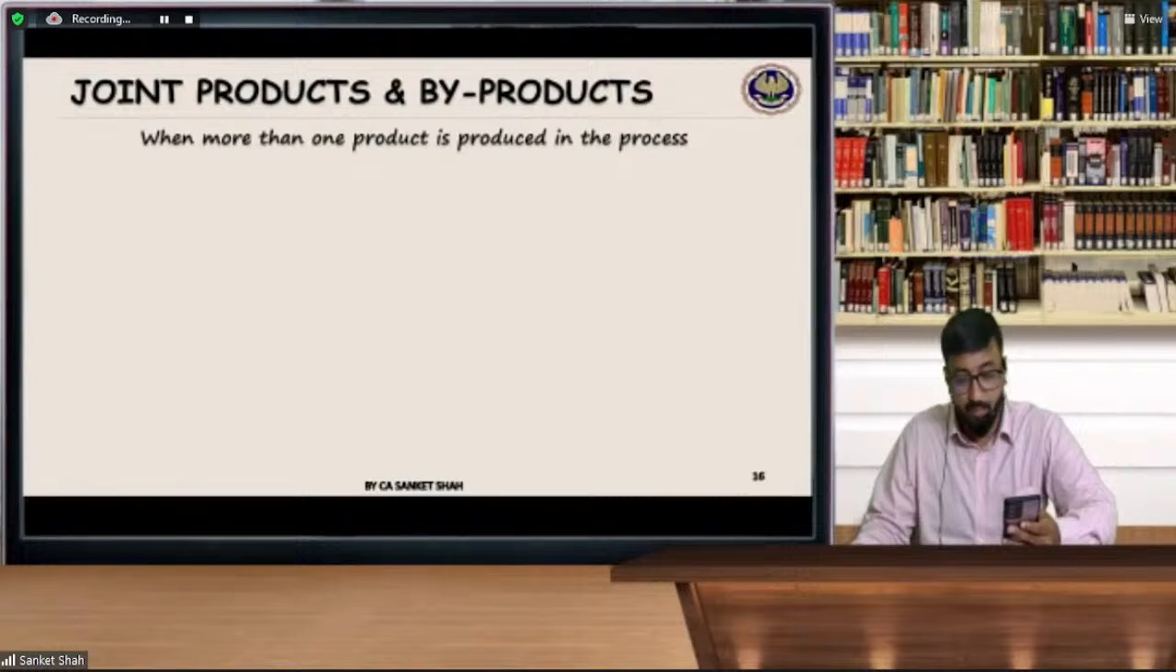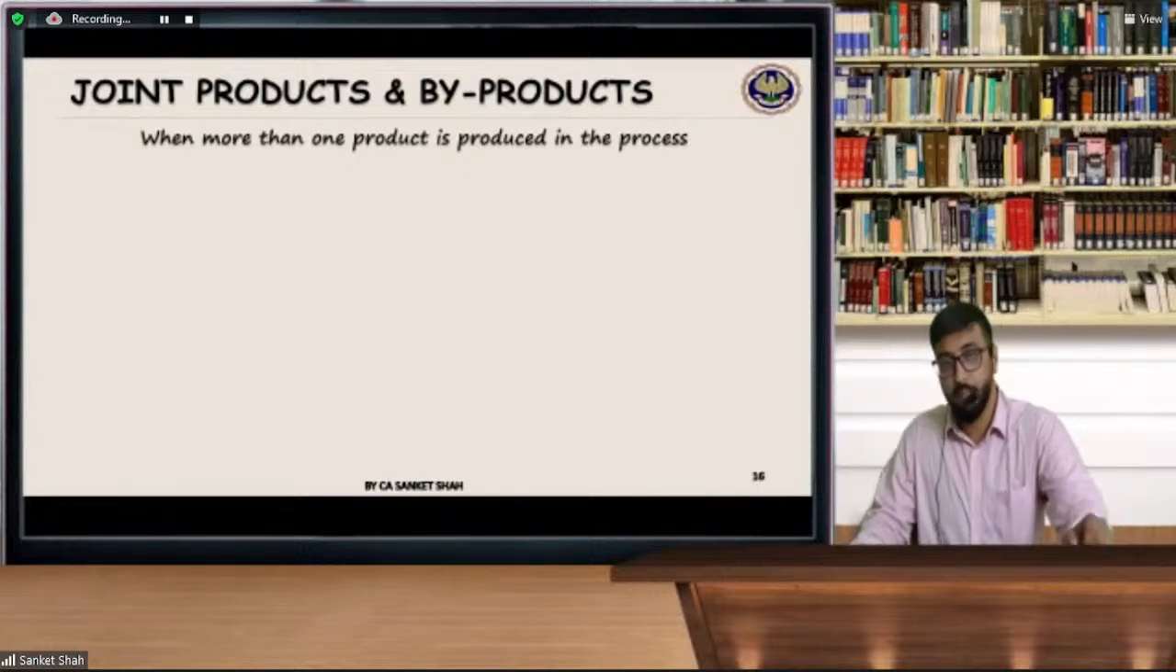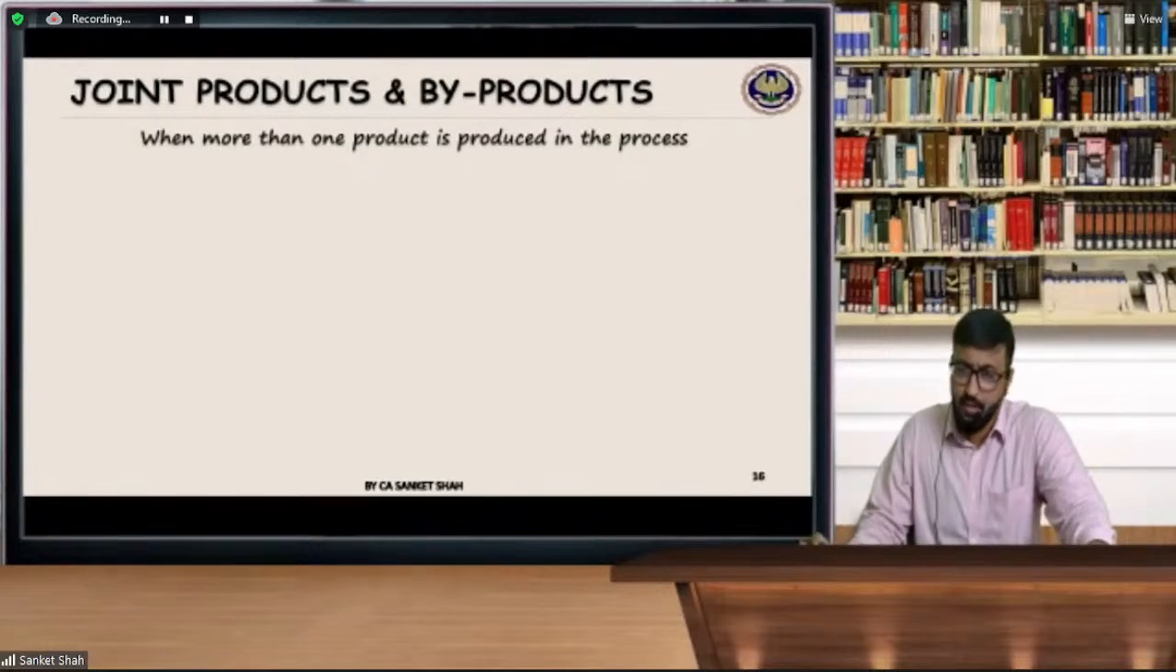जॉइंट प्रोडक्ट बाय प्रोडक्ट आपका खत्म हुआ या नहीं हुआ है अभी तक? सो अदर कॉस्ट भी बहुत ही आसान था. एक बार मैं पूरी रिवीजन हिंदी में लेने वाला हूं, सो डोंट वरी.